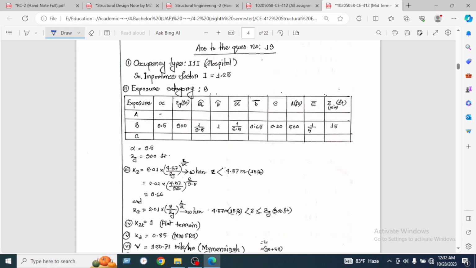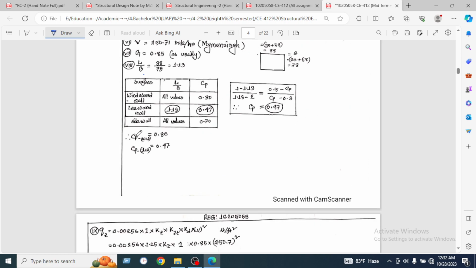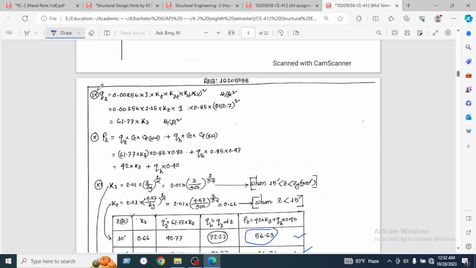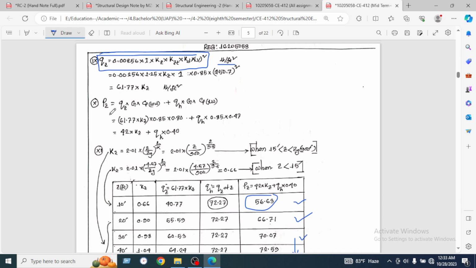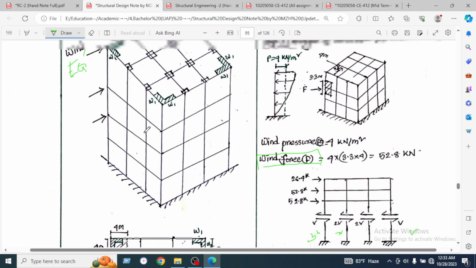If you want to see, at first we have to calculate the impact factor and alpha, beta, Kz, Kd, V, G, L by B, and Cp leeward, Cp windward, and we will finally use this formula for pound per feet square. Q equal to 0.00256 I Kz, Kd, and V square, and then we'll get the pound per feet square, and we'll use Pz and Kz value, and this is our box. Then we'll get the value. This is the procedure to get the wind load.